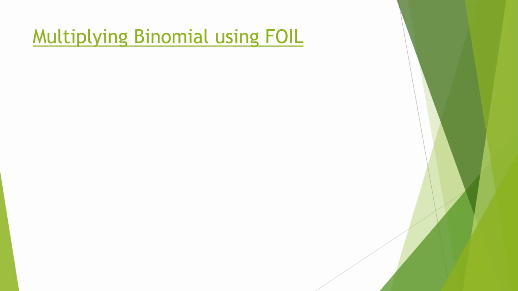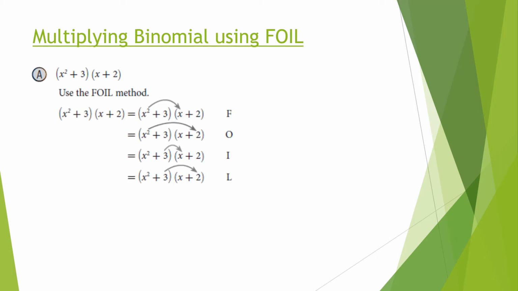Then we're going to use the FOIL method. What's the FOIL method? So if I have (x squared + 3) and (x + 2), the FOIL method is putting them in order or solving by order. So first, outer, inner, then last. So the first terms, the outer terms, the inner terms, and the last. So let's solve them together here.